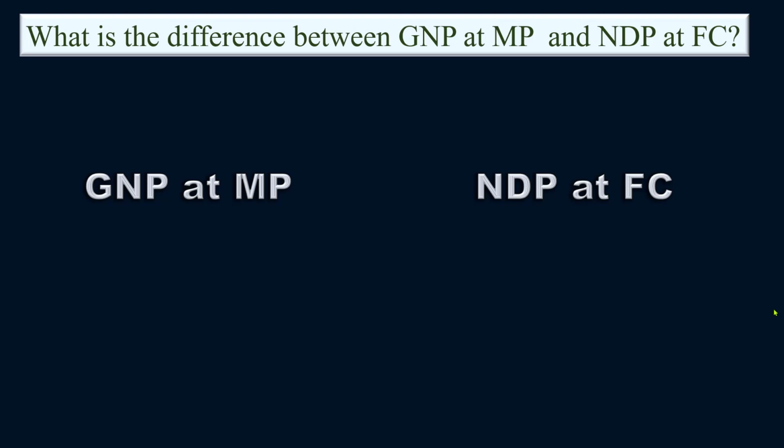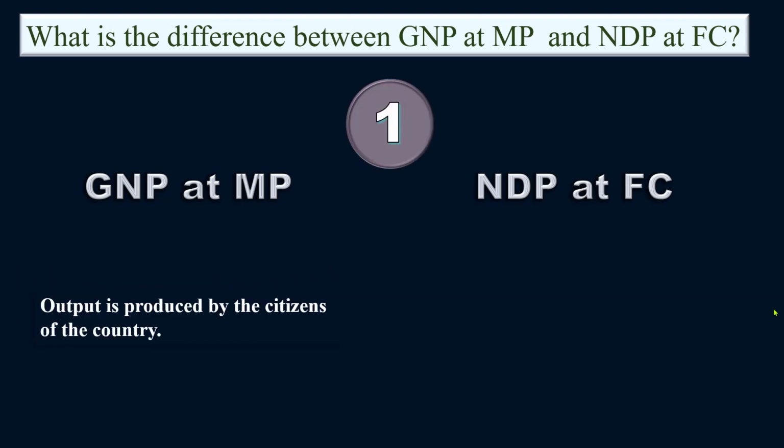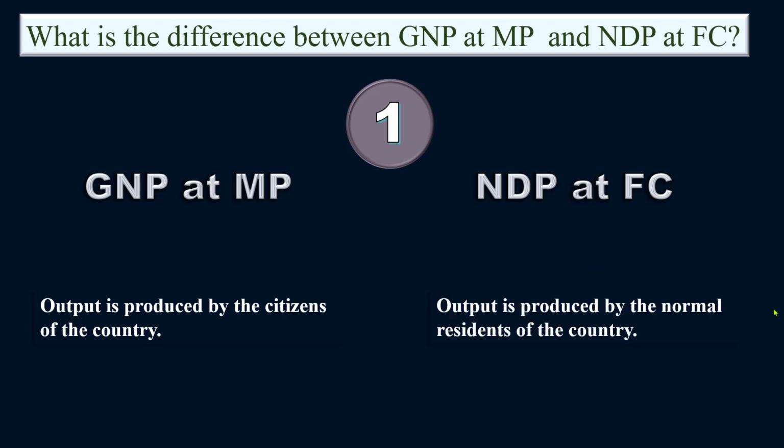We shall try with output. In case of GNP at market price, output is produced by the citizens of the country. In the calculation of net domestic product at factor cost, output is produced by the normal residents. So, 1. GNP at market price. Output is produced by the citizens of the country. NDP at factor cost. Output is produced by the normal residents of the country.